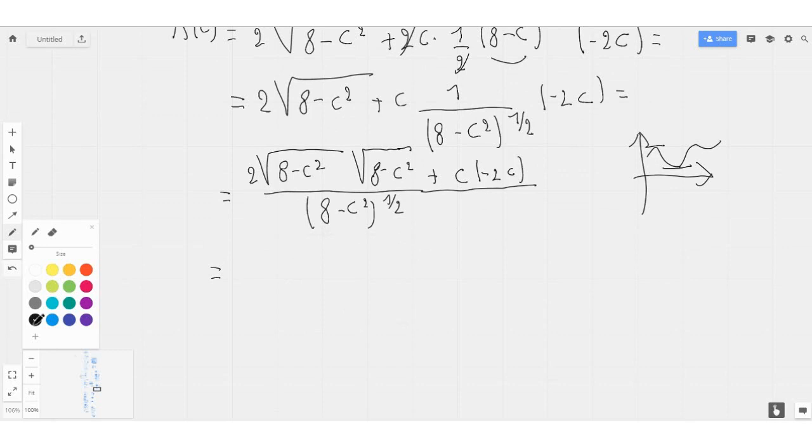So in this derivative, 8 is the radius. C will always be less than 8, not more than 8. That means that this part will always be positive. Since we want to find where the derivative is 0, we can just forget about the denominator. So let's now look at the numerator only. Numerator is 2 times 8 minus C squared minus 2 times C squared. Okay, we want to set it to 0. We want this to be 0.